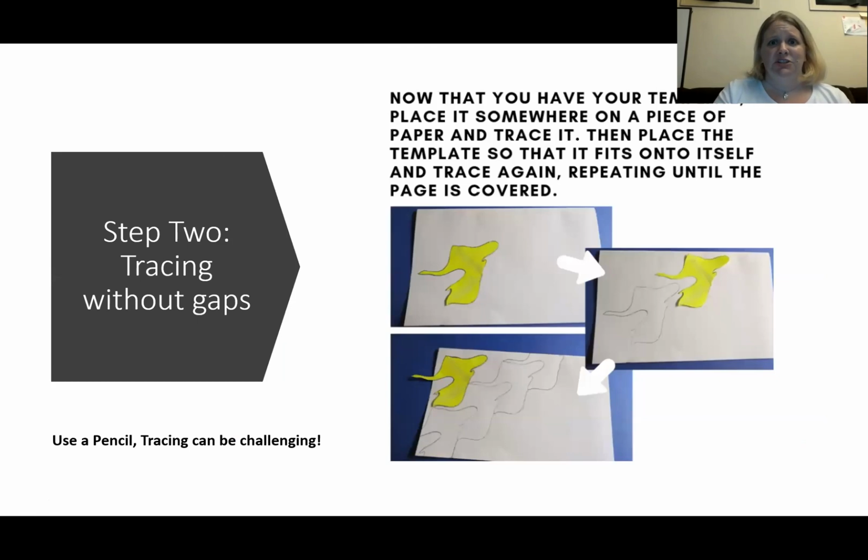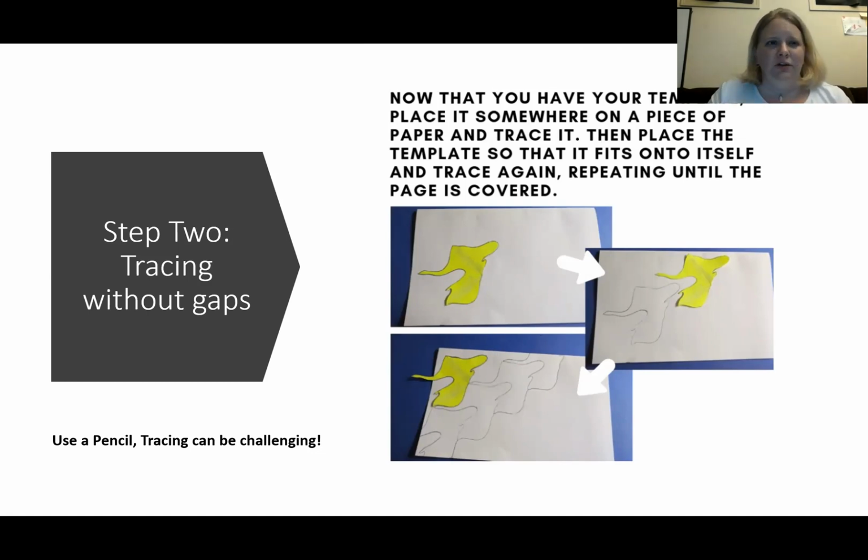Okay, so step two is tracing this. You are going to take your piece of paper, that's your white paper. You're just going to put your new template anywhere on the page, and you're going to trace around it. It can be hard to do. I kind of have to hold it down in different places so that I can trace all the way around it without it moving around. And if you have lots of little zigzags, it can be hard to trace. Okay, so you're going to trace around it.